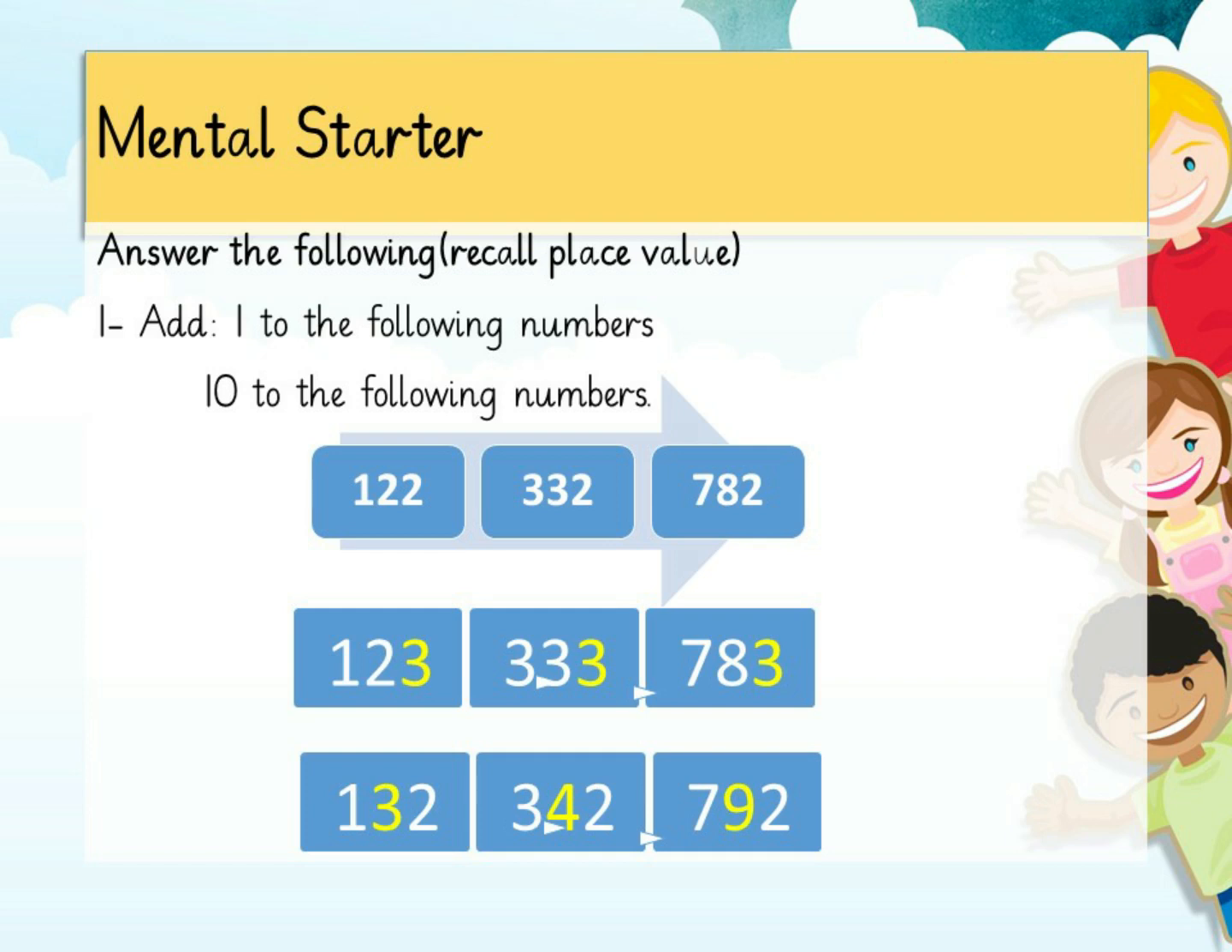So let's come up with the answers by adding 1. 122 will become 123 because we are adding 1 at units place. Same way, 332 will turn to be 333 and 782 to be 783. By adding tens, 122 will become 132. In the same way, 332 will become 342 and 782 will become 792.